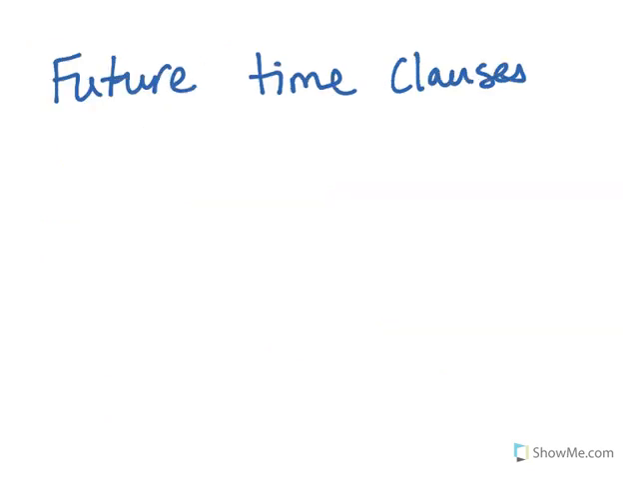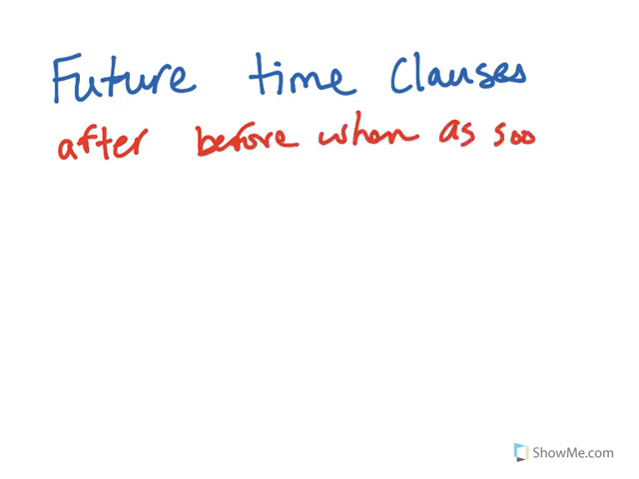And then one more thing about future tense is the use of future time clauses. Future time clauses use words like after, before, when, as soon as, until. There's more. Those are just a few examples.